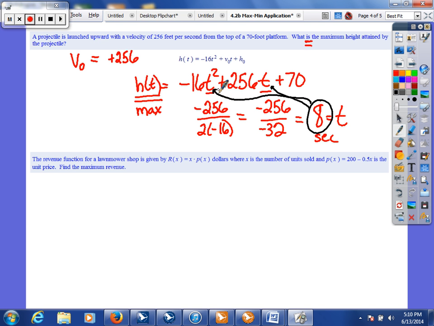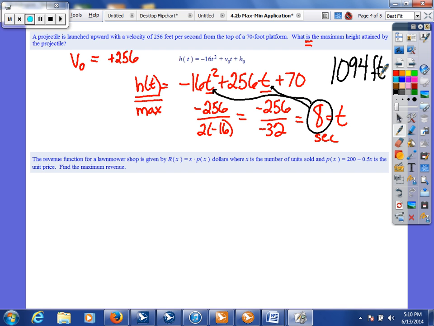And so you would multiply, and you get negative 16 times 64, and then you would add 256 times 8, and then you would have plus 70. And when you hit that, you get 1094, and that would be in feet. I don't know why I put an equal sign there. Let's get rid of that. And so there we go. 1,094 feet is its maximum height.